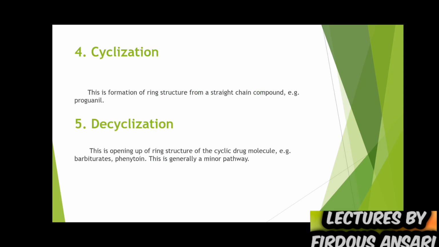Next, we have got cyclization reaction. This is the formation of ring structure from a straight chain compound. Example is proguanil. The last one is decyclization reaction. The name only says everything. This is opening up of ring structure of cyclic drug molecule. For example, barbiturates, phenytoin. This is generally a minor pathway.